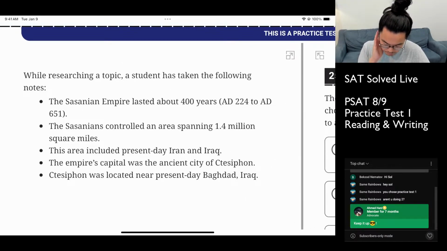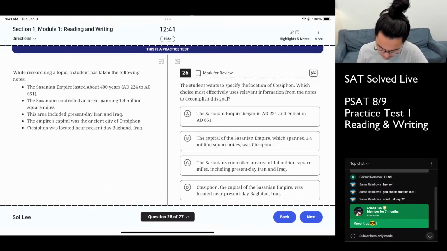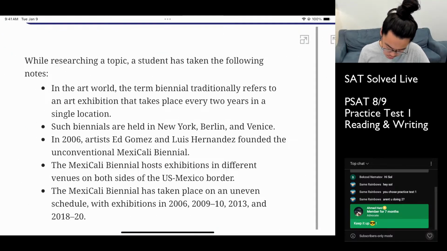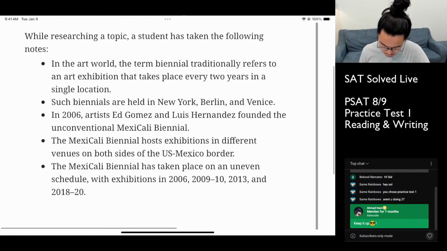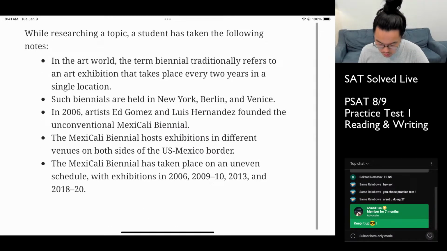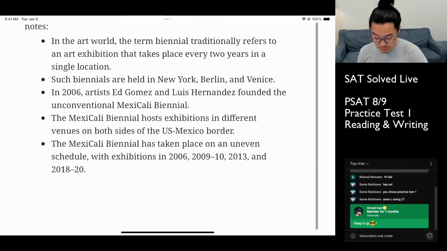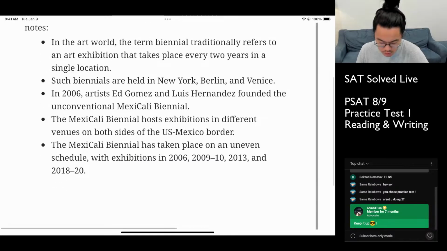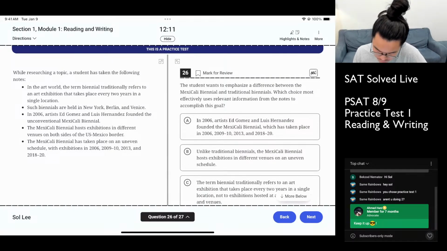Following notes: Sasanian Empire, 400 years, lots of square miles, Iran, Iraq, Ctesiphon, near Baghdad. Location is near Baghdad. Okay. Art world, biennial, two years. New York, Berlin, Venice. Yeah, very famous. Unconventional Mexicali. Different venues, both sides. Okay, it's not a single venue. Uneven schedule. Okay. Difference. One difference. Well, there's two differences. The first difference is the.